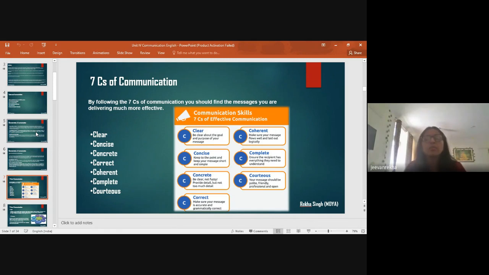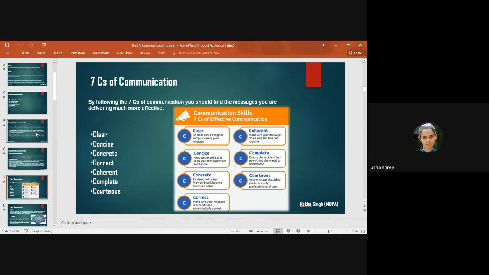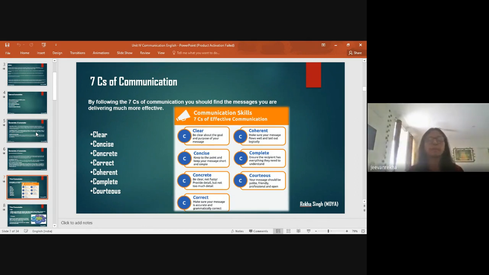Concise. Keep to the point and keep your message short and simple. Suppose you are talking about something, communicating something to your friends. How will you explain that topic? Should it be short and understandable, or should it be long to read? Short, and easy to understand, simple. I am going. No need to explain what I'm going for. I'm going for shopping, I'm going to do this and this. No need to explain. I am going to market. That's it. You have to understand going to market means something is there to buy, right? Concrete. Be clear, not fuzzy. Provide detail, but not too much detail.